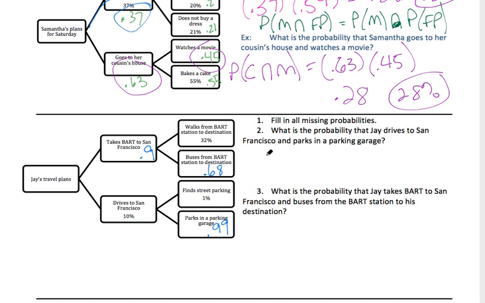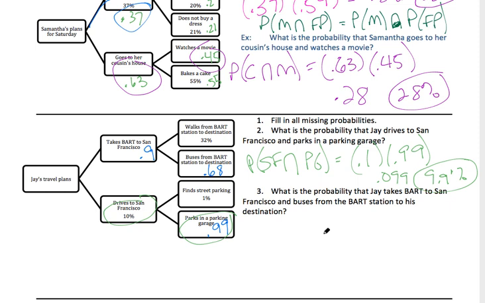Okay, there are your answers. Probability that Jay drives to San Francisco and parks in a parking garage. So, driving to San Francisco, parking in a parking garage. If you want, you could change them all to decimals, but I know I can change it to a decimal when I get over here. So the probability of going to San Francisco and parking in a parking garage is 0.1 times 0.99, which is 0.099 or 9.9%.